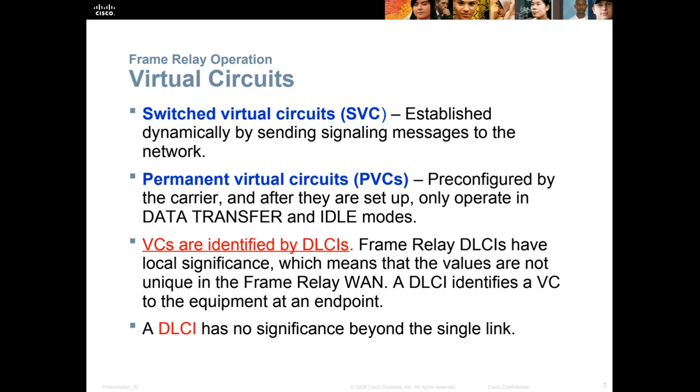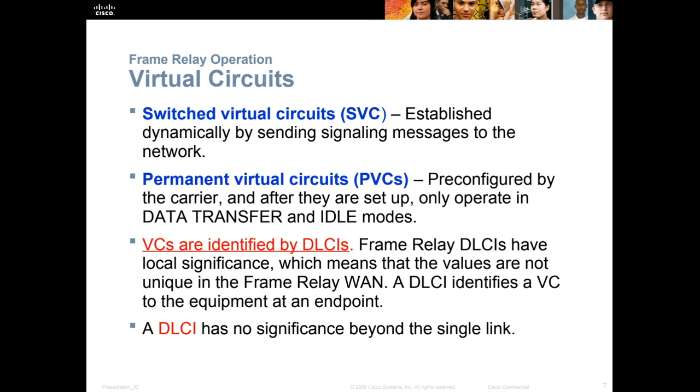The virtual circuits in frame relay have different types. We have SVC, switched virtual circuit, established dynamically by sending signaling messages to the network. And we have permanent virtual circuits, PVCs. They are pre-configured by the carrier, and after they are set up, they only operate in data transfer and idle modes. Please, when we ask you what you know about PVC, don't forget to mention these two points, okay?